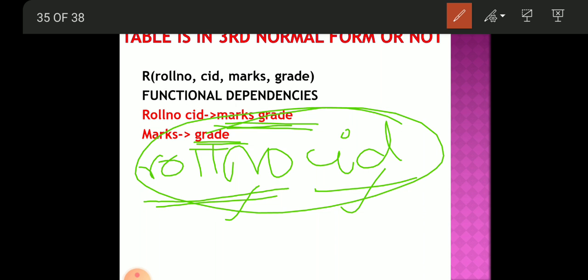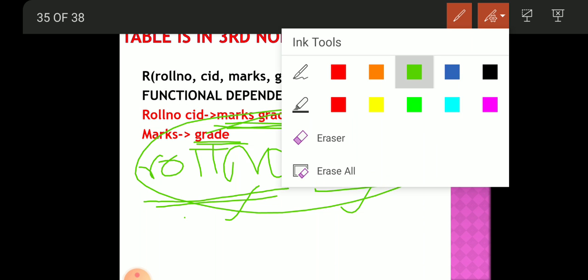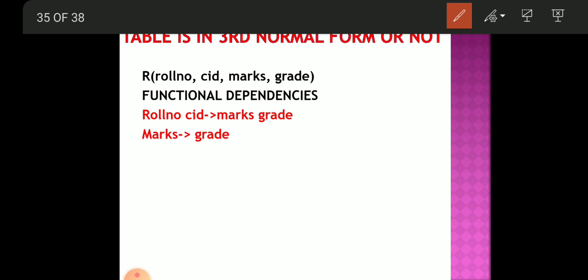Now roll number and CID is the candidate key, so the prime attributes are roll number and CID, and the other attributes are non-prime attributes. The non-prime attributes are marks and grade. So roll number and CID are the prime attributes, and marks and grade are the non-prime attributes.